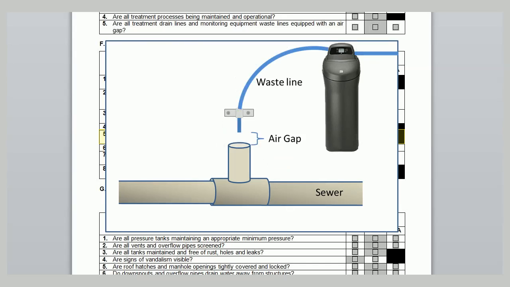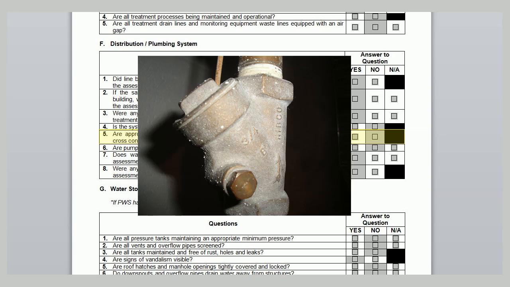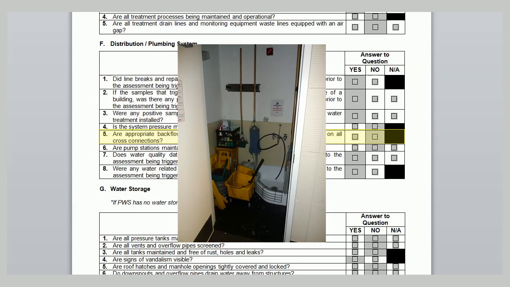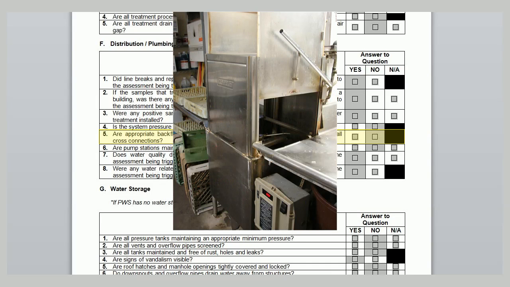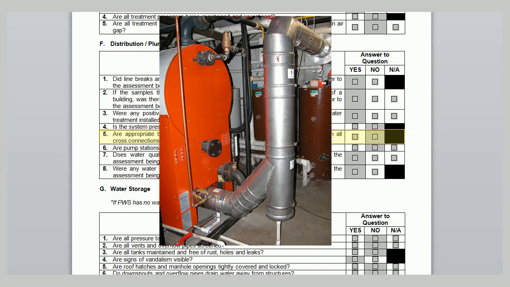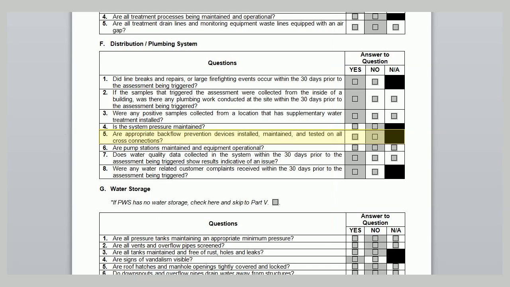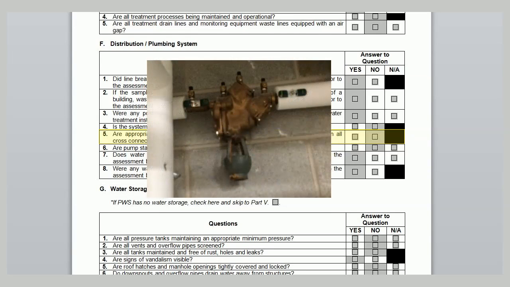An air gap is considered a backflow prevention device. Remember, an air gap is the space between the supply line and the receiving drain or pipe. When an air gap can't be installed, there must be a mechanical backflow preventer, such as a check valve. Some of the most common fixtures that require a check valve include mop bucket sinks, pot filler assemblies, commercial dishwasher lines, and boilers.